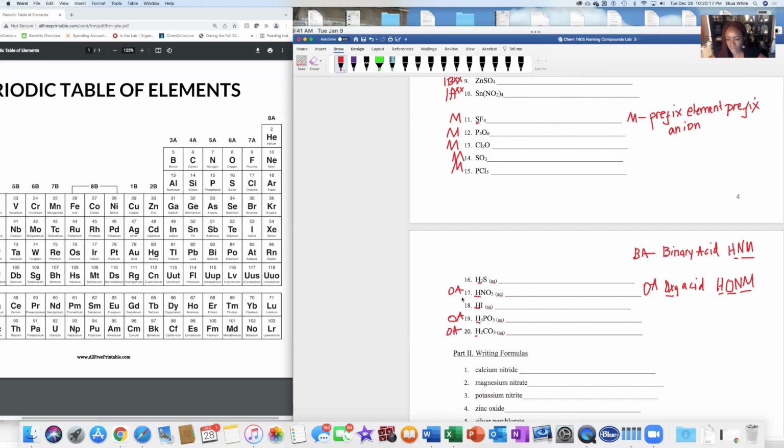Okay, and then the one that has no oxygen is going to be binary acid. So remember, the names will follow the format of nomenclature. Okay, so after I've written all this, remember binary acid, as we've done in lecture, follows the nomenclature, which is, this is all just a review.